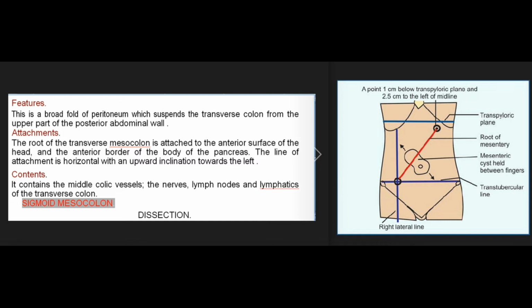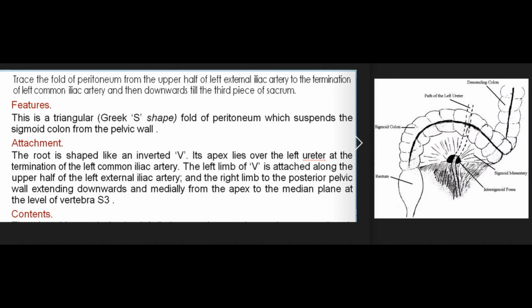Sigmoid mesocolon. Dissection. Trace the fold of peritoneum from the upper half of left external iliac artery to the termination of left common iliac artery and then downwards till the third piece of sacrum. Features. This is a triangular, Greek S-shape, fold of peritoneum which suspends the sigmoid colon from the pelvic wall.